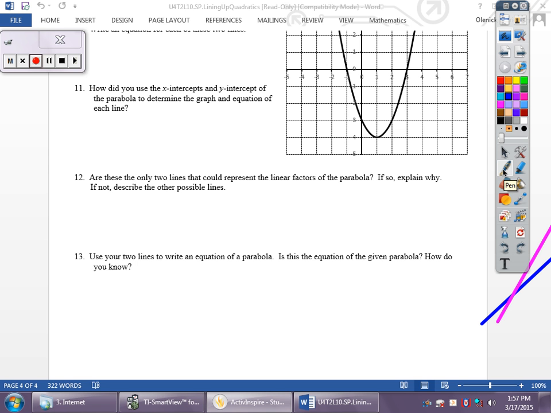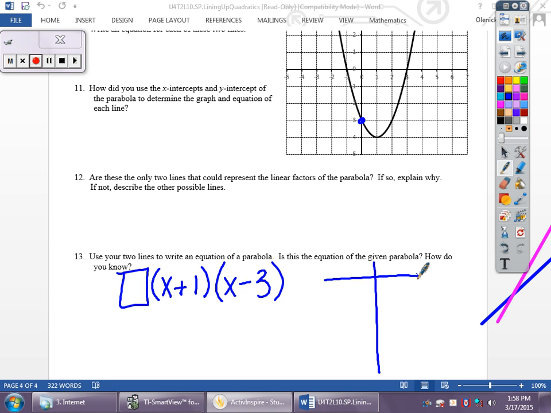Okay, use the two lines to write an equation of the parabola. Well, right now, we think it is x plus 1 times x minus 3. The only thing that could mess us up is if there's a dilation factor. But remember, that would have to factor into my y-intercept. And right now, -1 times 3 is -3. So there shouldn't be a dilation factor. That's one proof. 1 times -3 gives me the -3, so that means there shouldn't be a number out front other than 1. Another way to test it is to plug in some numbers and see if they match up with points on the graph.